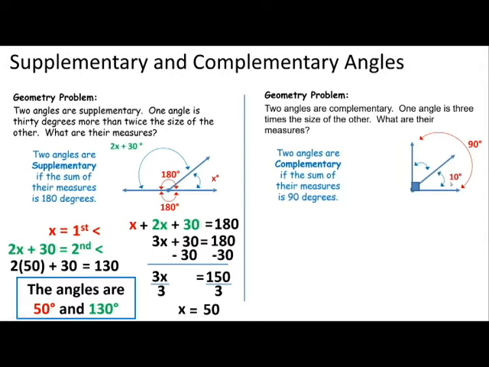So if the smaller angle, or one of the angles, is 10, the other one might be 80 because that adds up to 90. Or if one of them is 20, the other might be 70 because that adds up to 90, or 30 and 60.